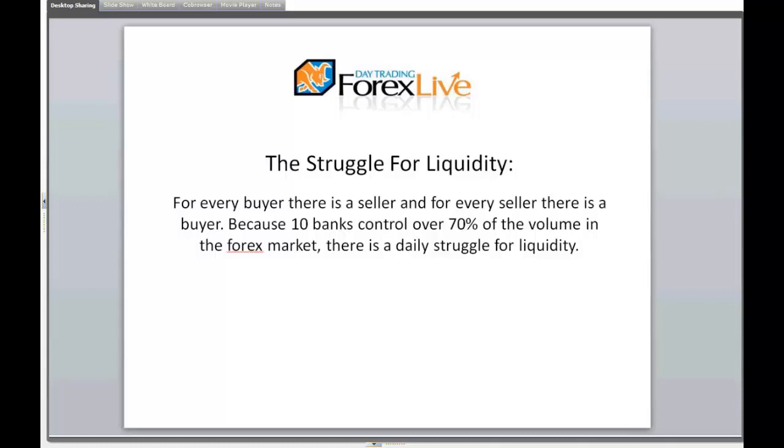Logically, if somebody controls 70%, that would mean they can dictate the next direction of the market. So essentially it goes to the next slide, which is the struggle for liquidity. On a daily basis, there's a struggle for liquidity in the Forex market. Because they control the mass of the volume, their biggest issue is not our biggest issue.